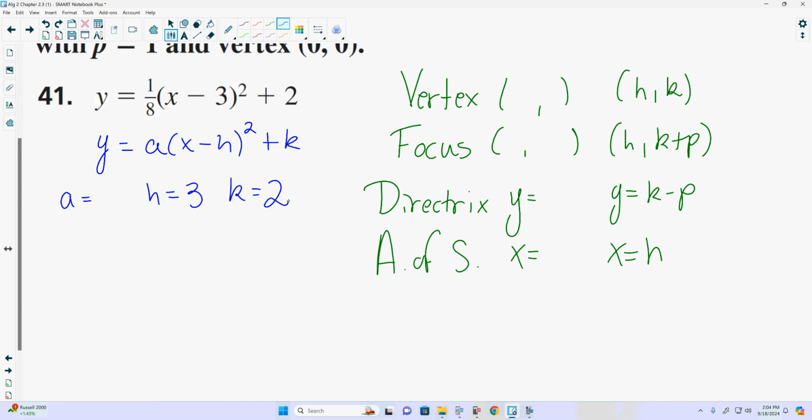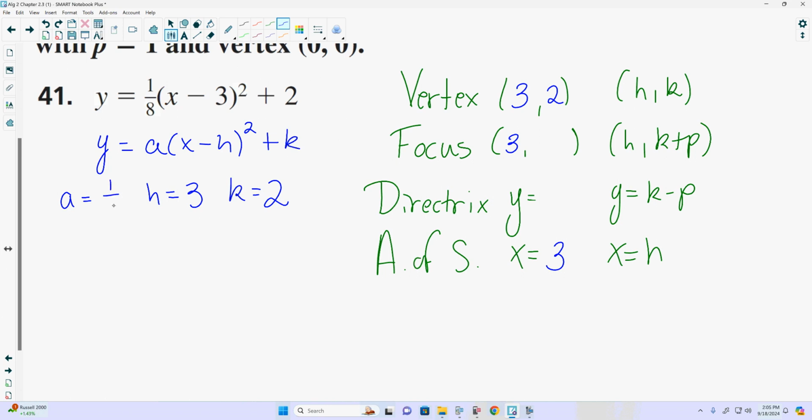So vertex h comma k, so vertex would be 3, 2. Focus h comma k plus p. Well, h is 3. We haven't found p yet. We'll come back to it, because once we find p, we can get that there. Directrix, y equals k minus p. We haven't found p yet, so we'll get back to that. And last one, axis of symmetry, x is equal to 3. So really, with this here, we found the h and k. We have almost everything. We're just missing our p value, because once we find p, then we can find the rest of this.